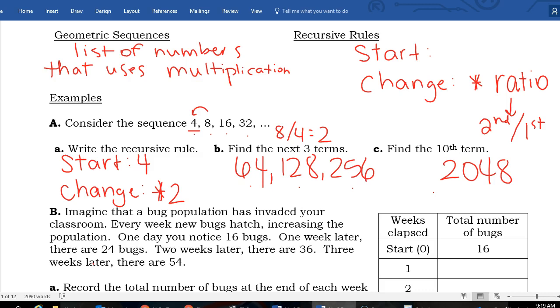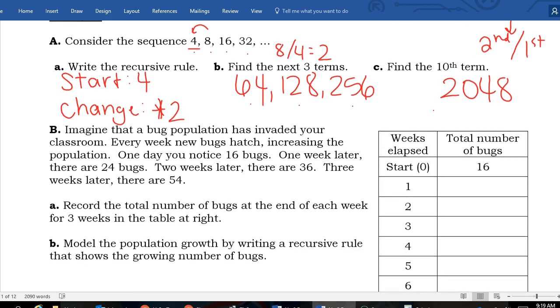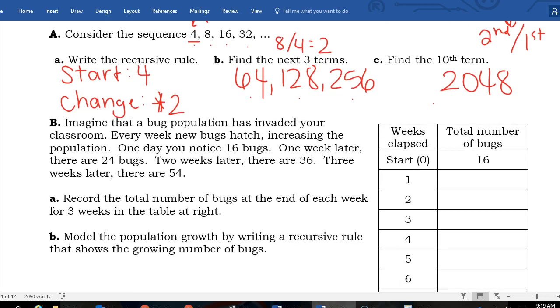Imagine that a bug population has invaded your classroom. Every week, new bugs hatch, increasing the population. One day, you notice 16 bugs. 1 week later, there are 24 bugs. 2 weeks later, there are 36. 3 weeks later, there are 54.